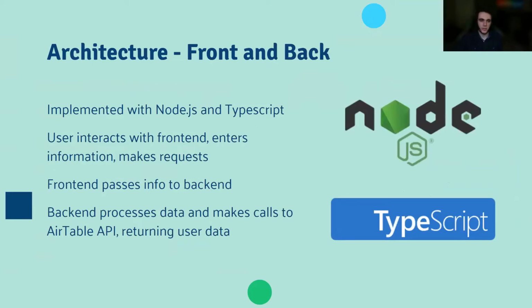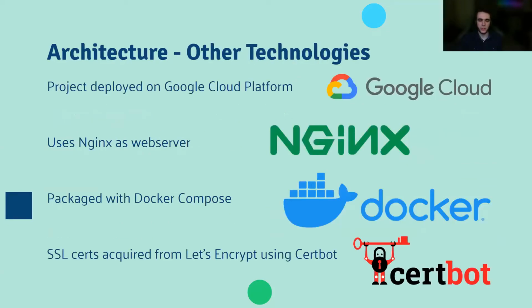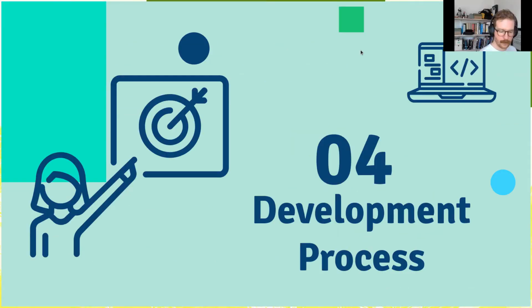The user interacts with the front end, enters their information, makes requests. The back end then takes that information, processes it, and makes calls to Airtable using the API and returns the user's information. Other technologies we used: the project is deployed on Google Cloud Platform. It uses Nginx as a web server. It's containerized with Docker and Docker Compose, and our SSL certs are acquired from Let's Encrypt using Certbot.